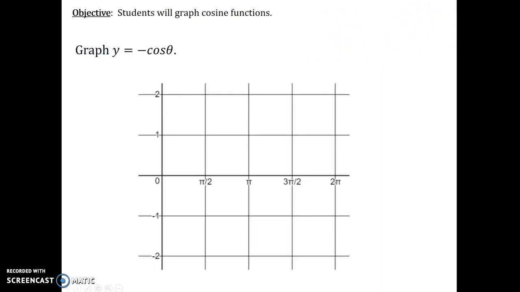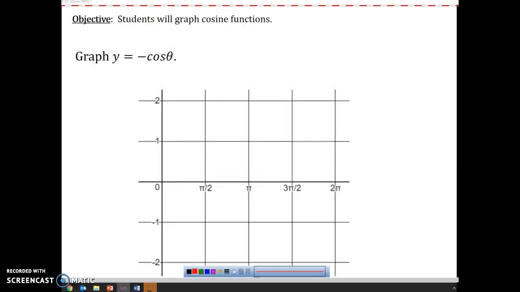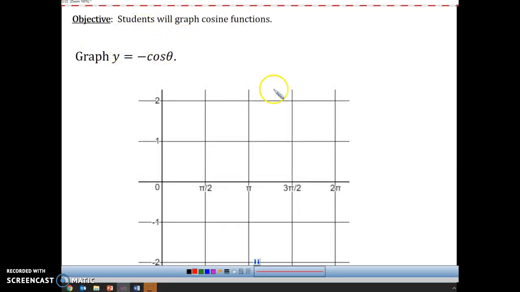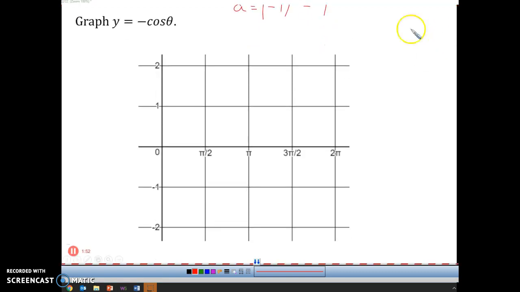So how does this affect a graph? Y equals negative cosine theta. Well, in this case, your a value is -1. So the absolute value of that would be +1. But again, remember the negative causes us to reflect or flip. So cosine theta is different than sine because it starts at a maximum. So in this case, our amplitude's 1.